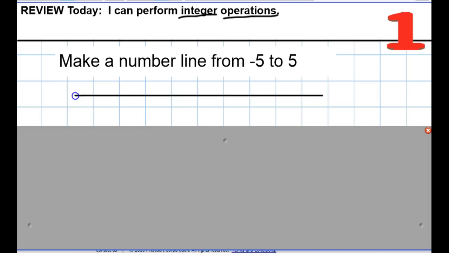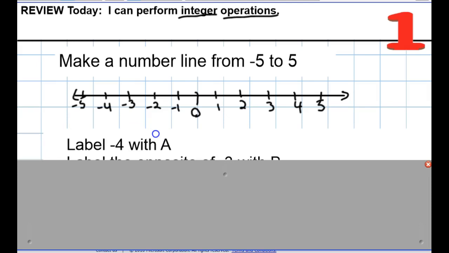So we can make our line here, and then we'll have the arrows on our line. We can put a 0 right here in the middle, and we'll have 1, 2, 3, 4, and 5. And on the other side we'll have -1, -2, -3, -4, and -5. So there's our number line from -5 to 5.